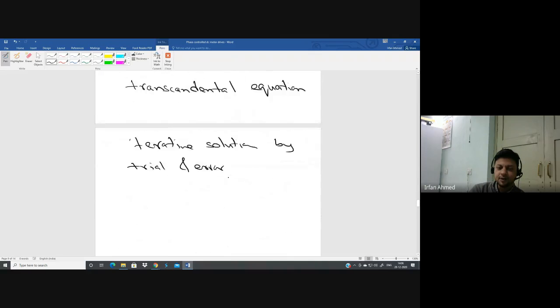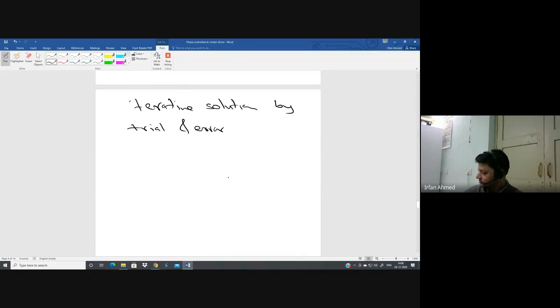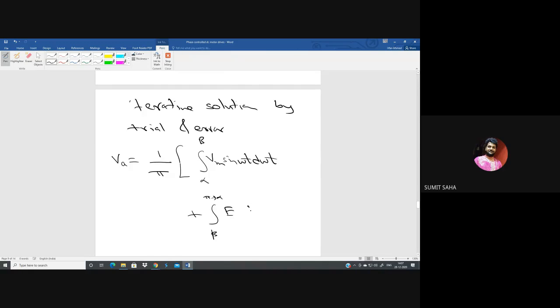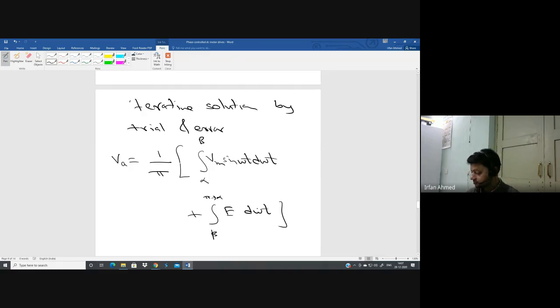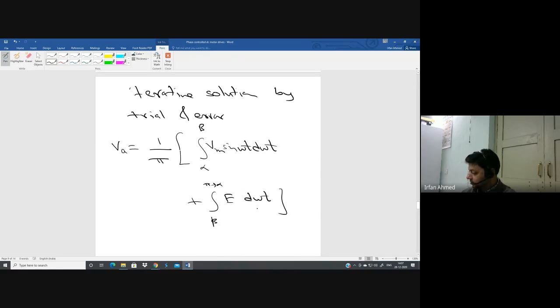Okay, once you have obtained the value of beta, then what is VA? Average armature voltage, or the DC component of armature voltage, will be equal to 1 upon T2 minus T1 integral from alpha to beta Vm sin omega t d omega t plus integral from beta to pi plus alpha e d omega t. I'm not integrating this. It is a very simple integration. I think you know how to do this integration, correct?